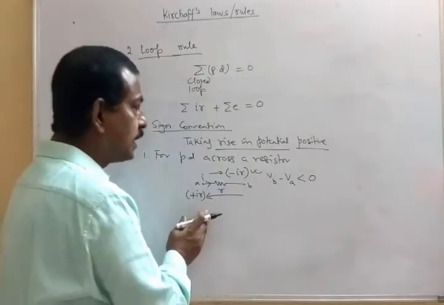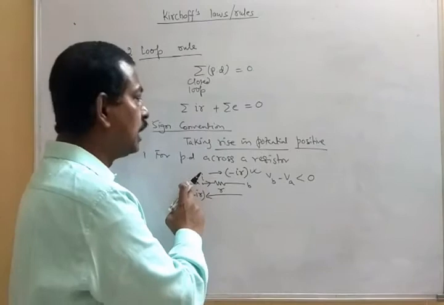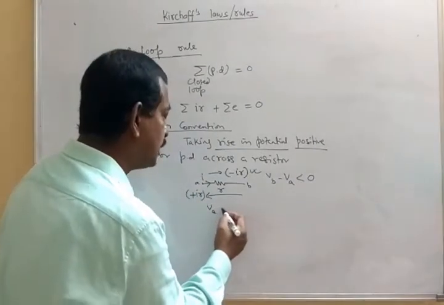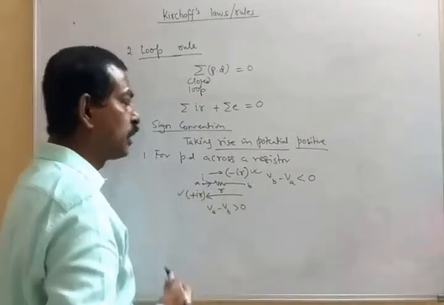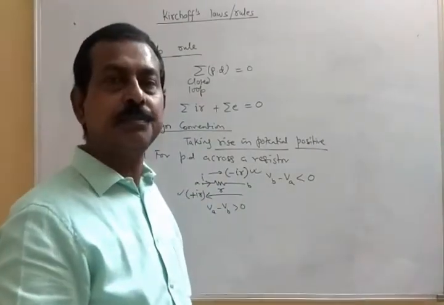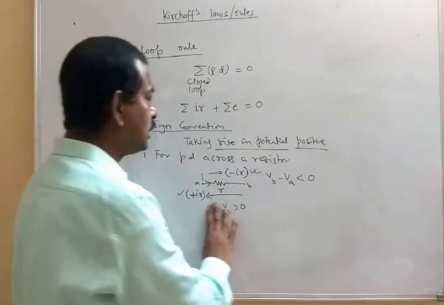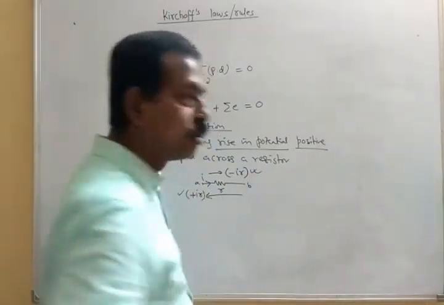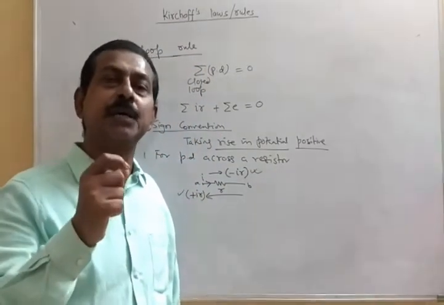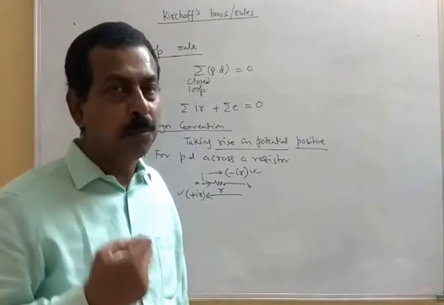Whereas in the opposite case, if we move from B to A, we go to the point at higher potential. So if you take VA minus VB, this will be greater than 0, and we take this as positive. But here you just remember that if we go in the direction of current while passing through a resistor, then we take the potential difference negative. In the opposite direction, it is taken positive.